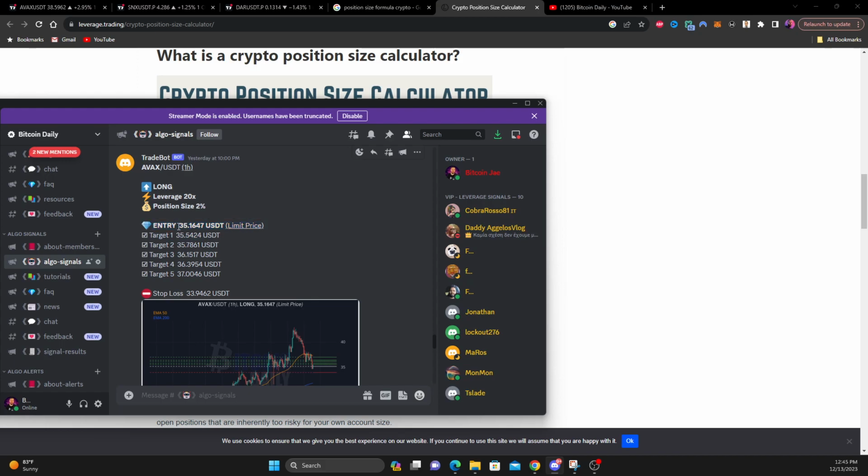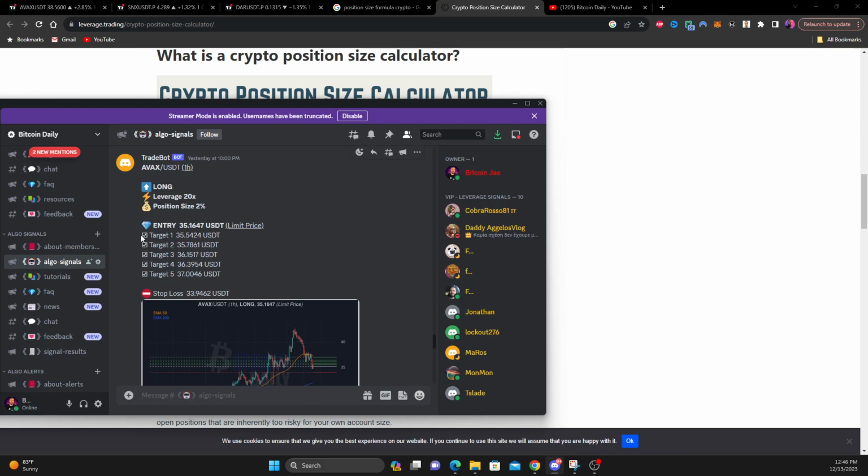Okay, and sometimes the price won't even come down to this limit price, and you'll notice that it'll cancel the actual trade because this price didn't get hit. So that's for the entry, something that you should always be paying attention to.